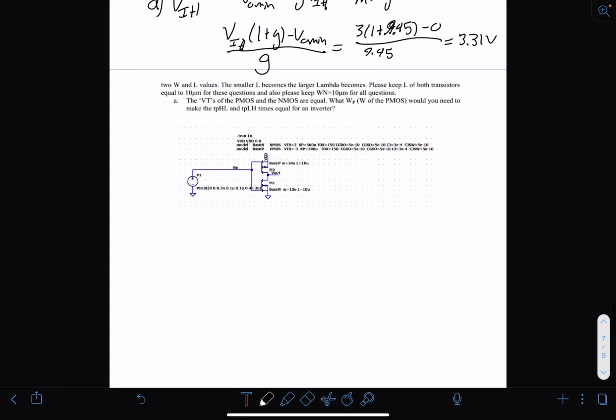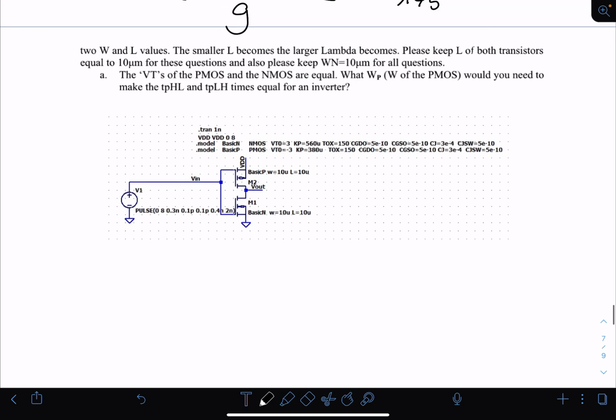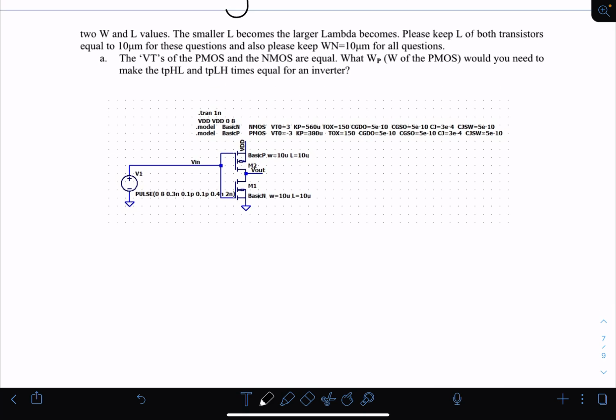Great. On to the last question. Please keep L of both transistors equal to 10 micrometers. So the VTs of the PMOS and NMOS are equal. What WP would you need to make the TPHL and TPLH times equal for an inverter?